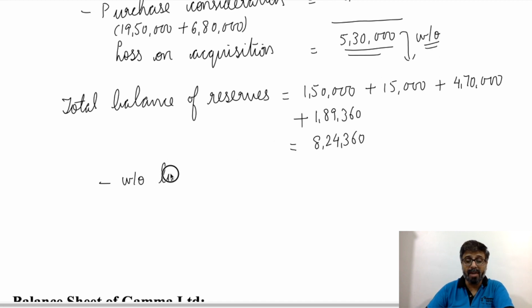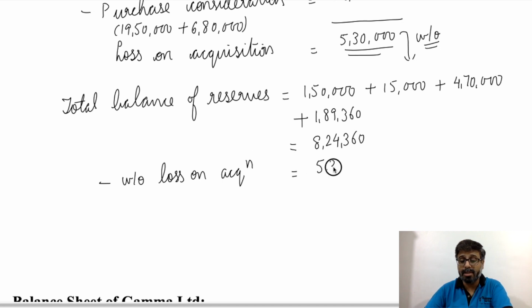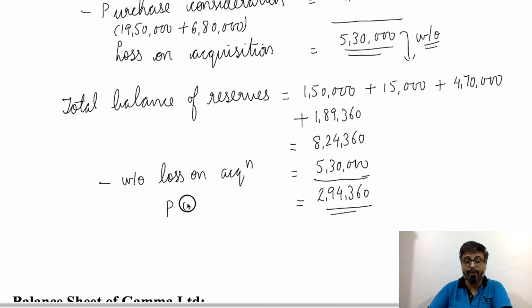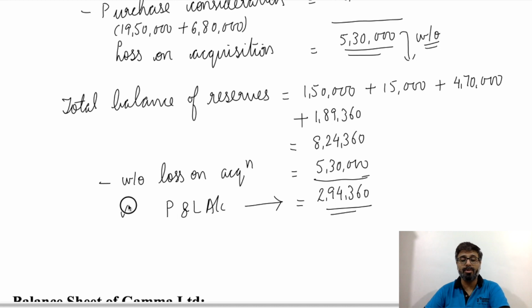So from this we will write off the loss on acquisition of 5,30,000, and as reserves are more, loss is less. So what is the net favorable balance we will credit to profit and loss account? 2,94,360. 2,94,360 of favorable balance we will credit to profit and loss account.